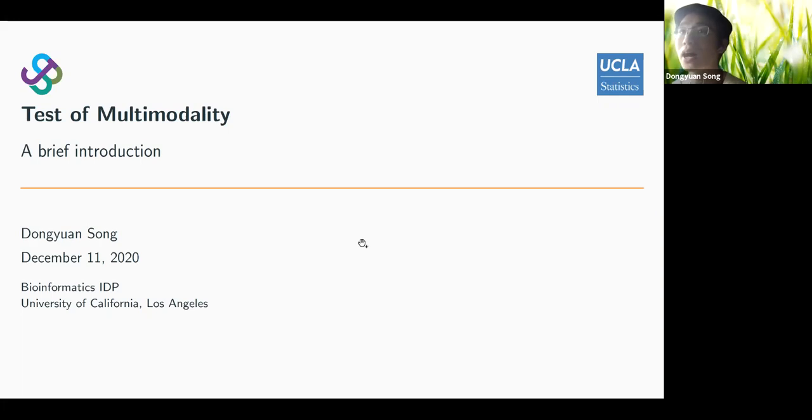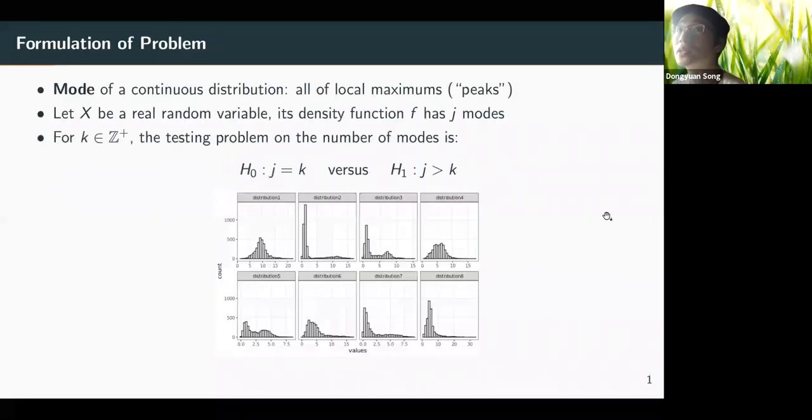Yes. Hi, I'm Dongyuan. Today I'm going to talk about the test of multimodality. Next, please. And here's the introduction. Here we define multimodality as a continuous distribution having multiple modes, meaning local maximums, or we can just call them peaks.